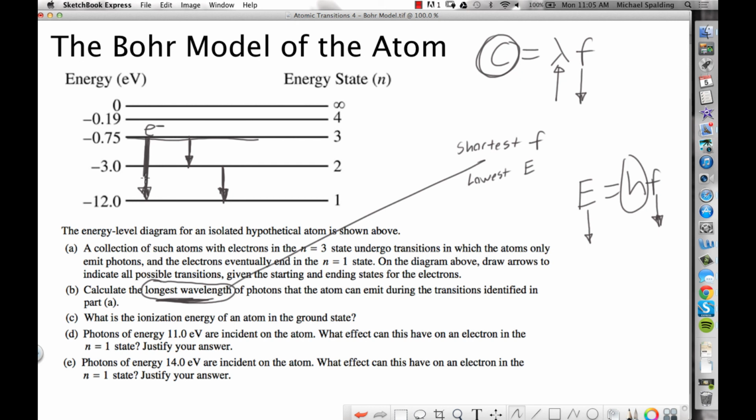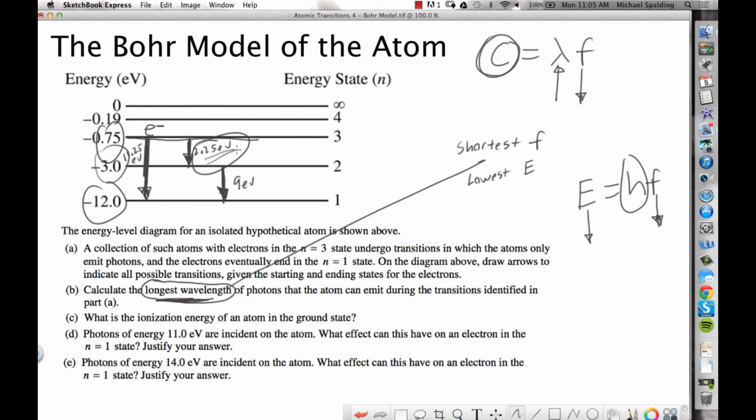How much energy is this one right here? Negative 12 and 0.75. How much energy is that? 11.25 electron volts. How much energy is this one right here? 0.75 and 3. That's going to be 2.25 electron volts. How much energy would this one be? 9 electron volts. Which one's the lowest energy? 2.25.